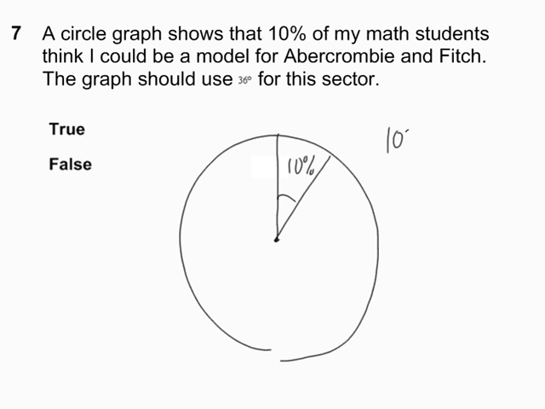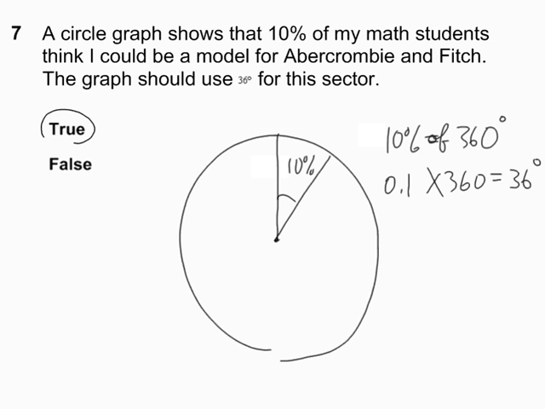Well, in order, hello, Mr. Robichaux. So 10% of 360 degrees is 10% of 360, which does equal 36, which means, yes, we will use 36 degrees for that sector, which means it's true.